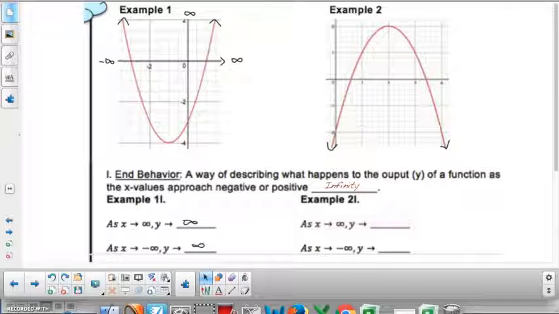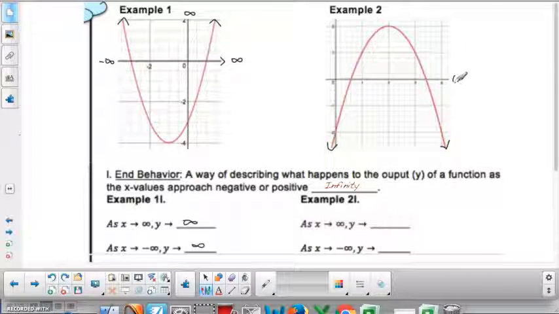Okay, so let's look at our second example then. As x approaches positive infinity, so as I go to the right, what is happening to my y value? Well, as I get farther and farther to the right, this thing is pointing down, which means y is approaching negative infinity, because the bigger I get here, the lower I'm going to get on the y value.